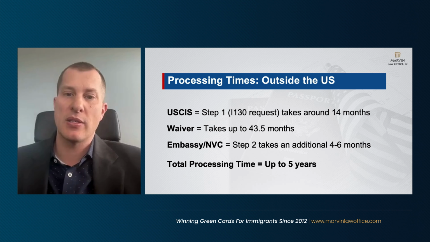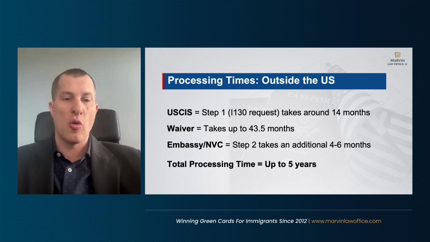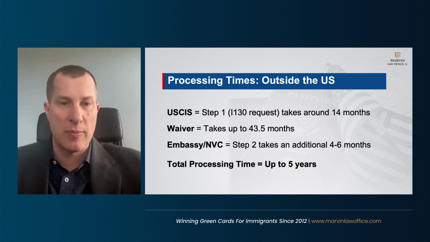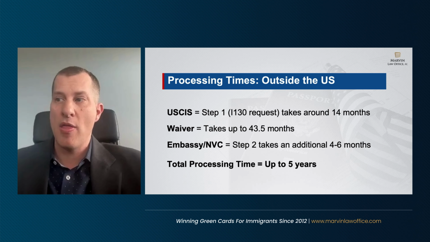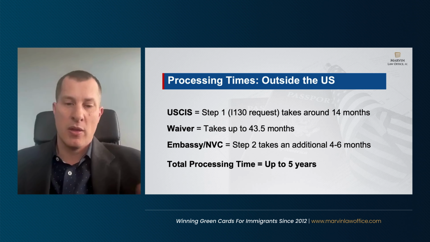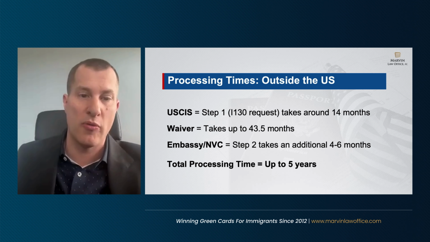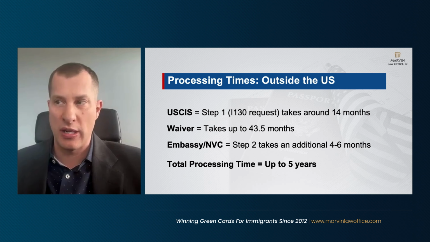In many cases, the next step is just scheduling the interview with the embassy and going through the process with the National Visa Center to provide all the documentation and all the proofs that you meet all the requirements. That can take between 4 and 6 months, okay? From when USCIS sends the National Visa Center the approved I-130 to when the embassy actually schedules the interview.